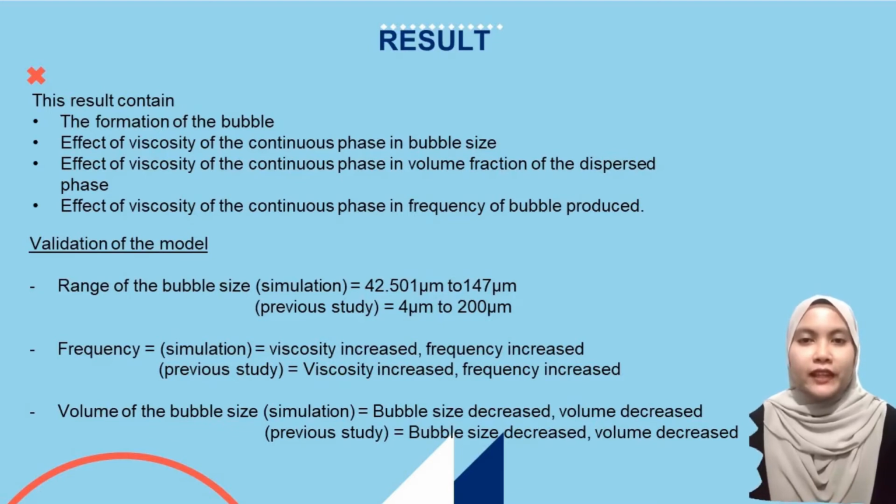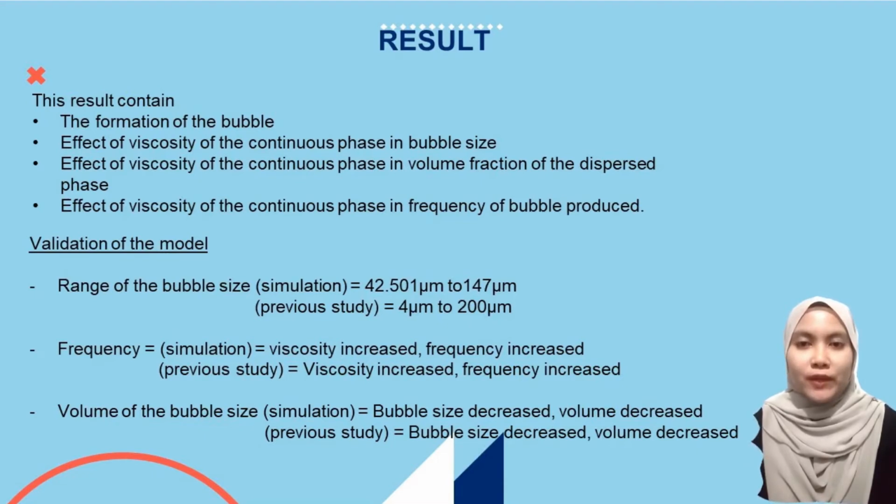In this project, the validation of the model will be used to get the result in range. From my project, the bubble size that I obtained was in range of the previous study, also for the frequency and the volume of the bubble. The viscosity is the main parameter, so my project is valid and accepted for the next values for this simulation. The validation values taken from the previous study were the viscosity of the oil in continuous phase, which are 0.0083, 3.31, and 8.29.